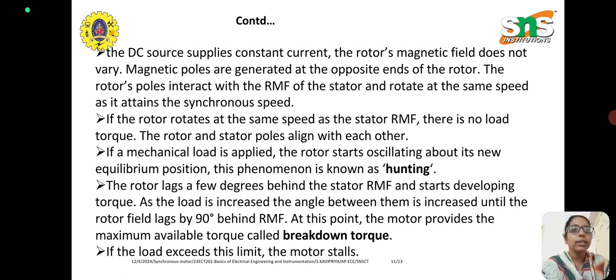If a mechanical load is applied, the rotor starts oscillating about its new equilibrium position. This phenomenon is called hunting. The rotor lags a few degrees behind the stator RMF and starts developing torque. As load is increased, the angle between them increases until the rotor field lags by 90 degrees behind the RMF. At this point, the motor provides the maximum available torque, called breakdown torque. If load exceeds this limit, the motor stalls.